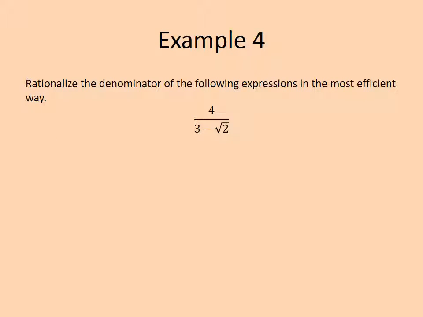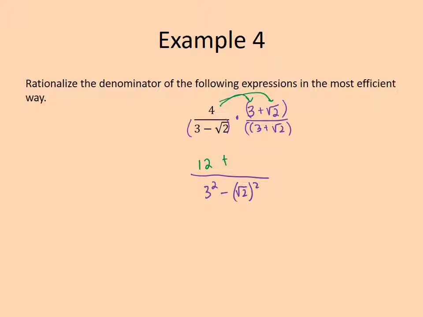If we want to rationalize the denominator in this problem, we must multiply the top and the bottom by the radical conjugate. So we have 3 plus root 2 in the numerator and 3 plus root 2 in the denominator. Now, we just learned how to multiply efficiently in the denominator. So this is a difference of perfect squares. So you have 3 squared minus root 2 squared in the denominator. In the numerator, you're still going to have to distribute. So you have 4 times 3, which is 12, and 4 times root 2, which is just 4 root 2.